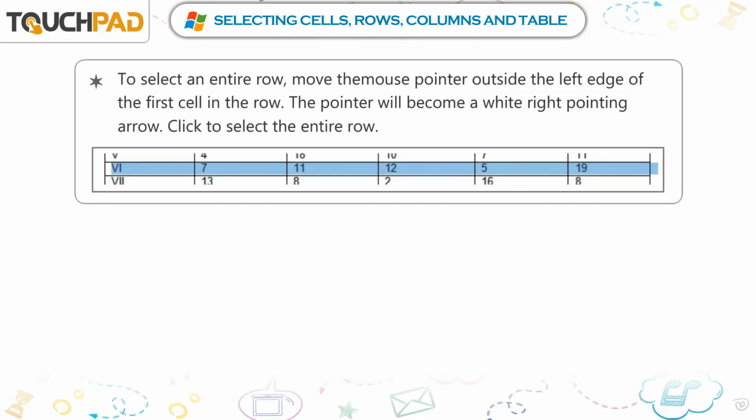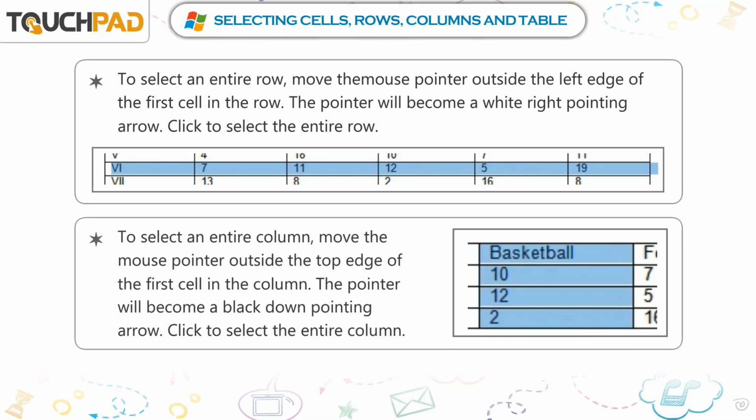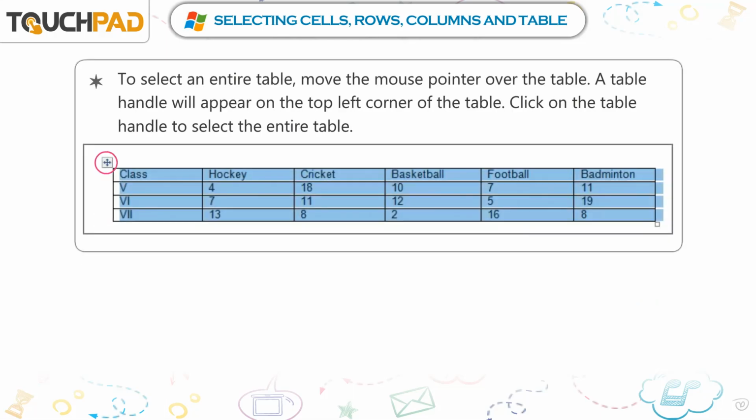To select an entire row, move the mouse pointer outside the left edge of the first cell in the row. The pointer will become a white right pointing arrow. Click to select the entire row. To select an entire column, move the mouse pointer outside the top edge of the first cell in the column. The pointer will become a black down pointing arrow. Click to select the entire column. To select an entire table, move the mouse pointer over the table. A table handle will appear on the top left corner of the table. Click on the table handle to select the entire table.